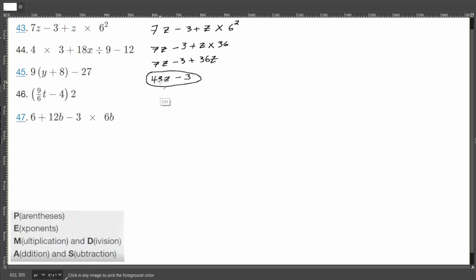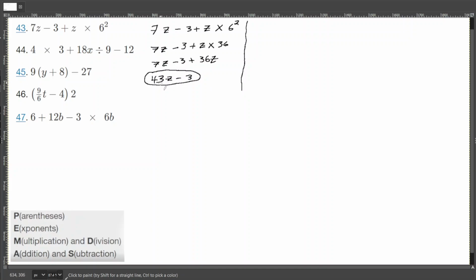And that 3 still looks horrible. I don't know why I'm having so much trouble. There we go. 43z minus 3. So just bear with me today. I guess I'm going to struggle with writing these down. Alright, so that's how we handle number 43.